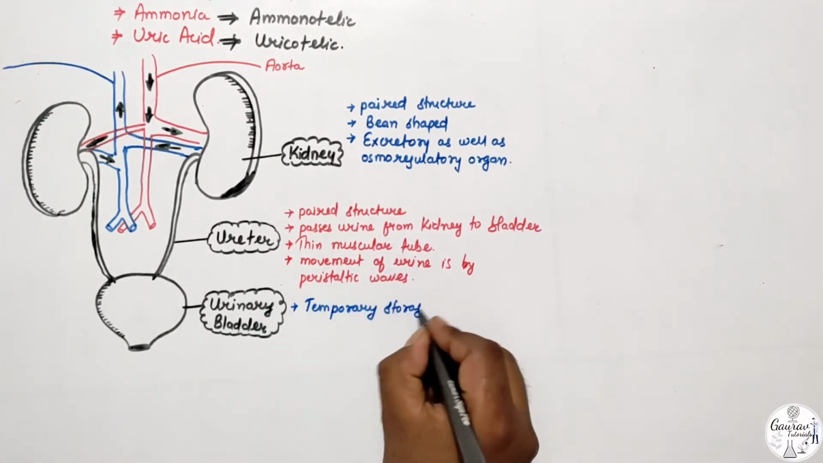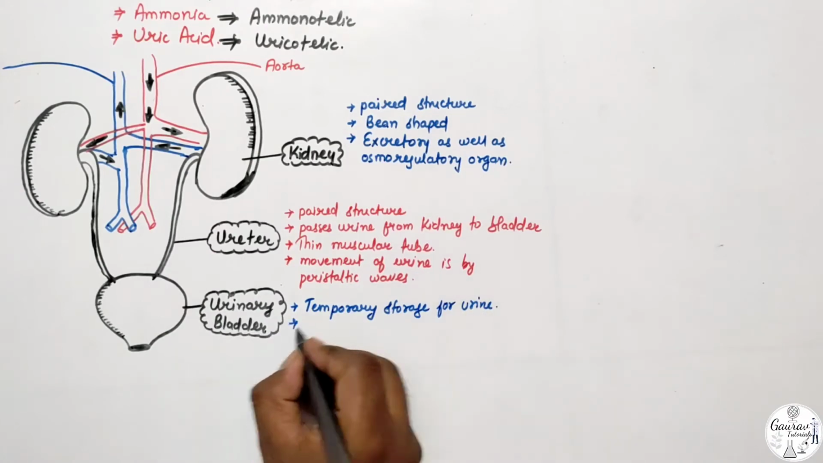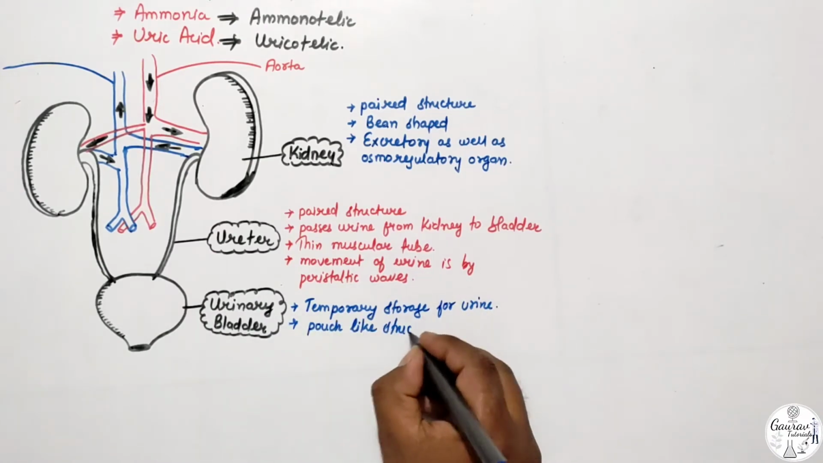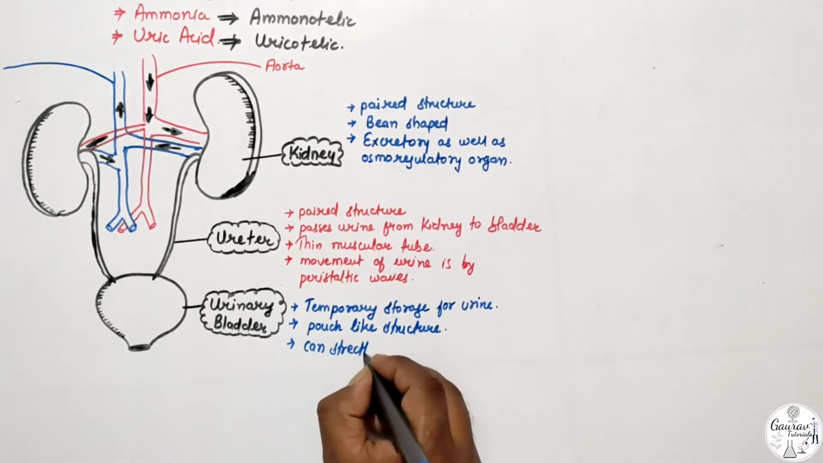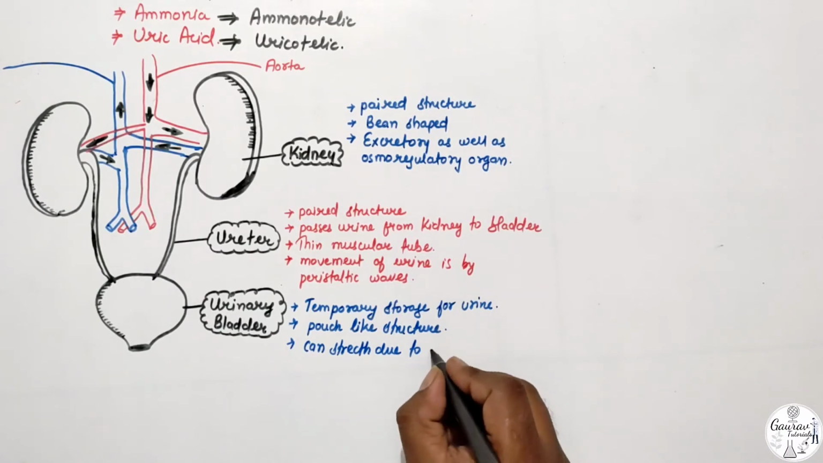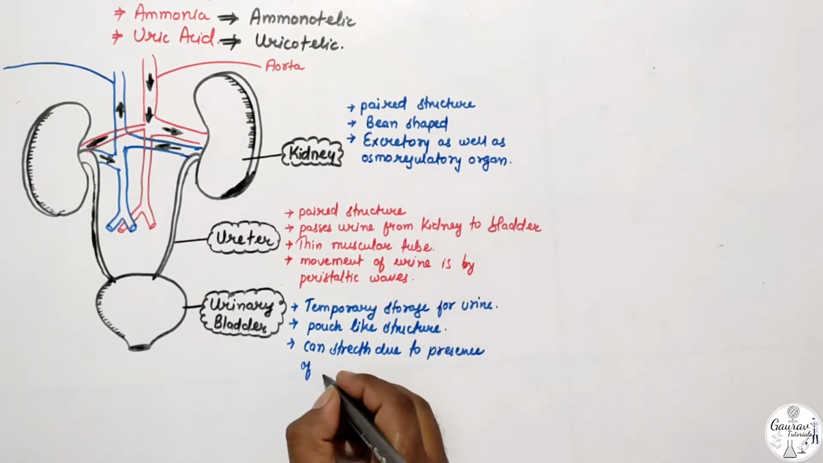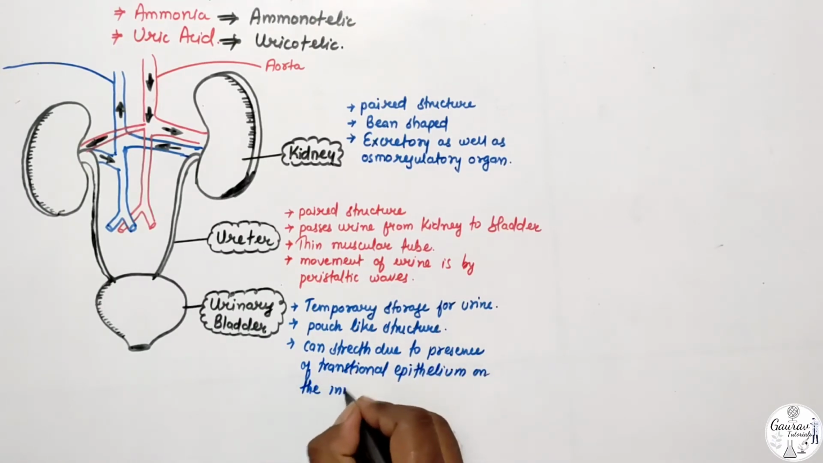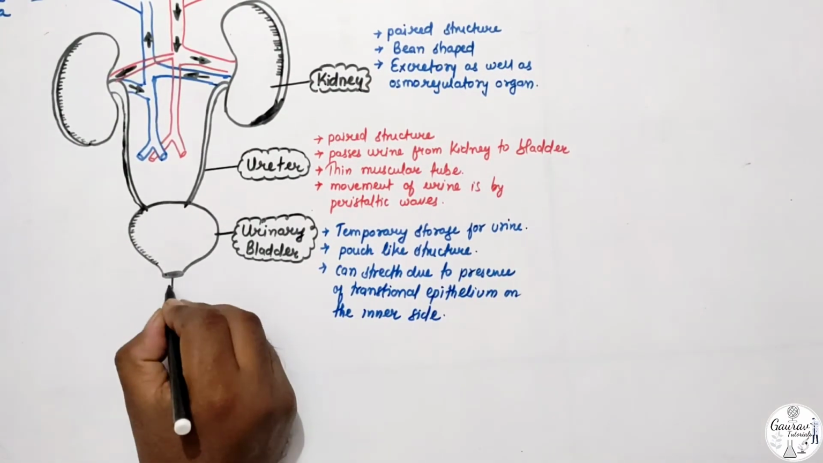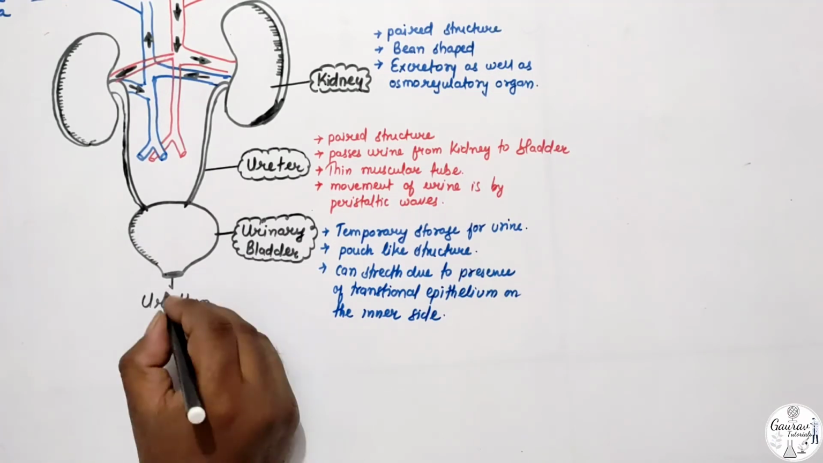A urinary bladder is the temporary storage site for the urine. The pouch-like structure associated with the ureter is referred to as the bladder, and this bladder has the ability to stretch itself. This comes from the fact that the bladder has something called transitional epithelium tissue. All right. Now, once we have understood the major parts of the excretory system, let's get into the urethra.